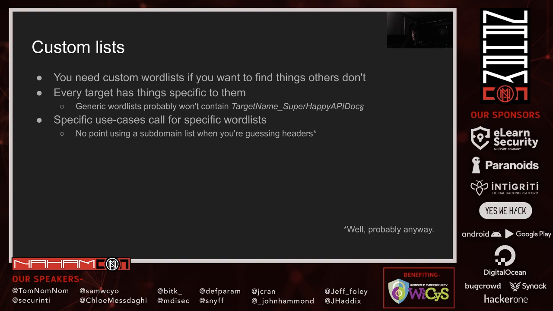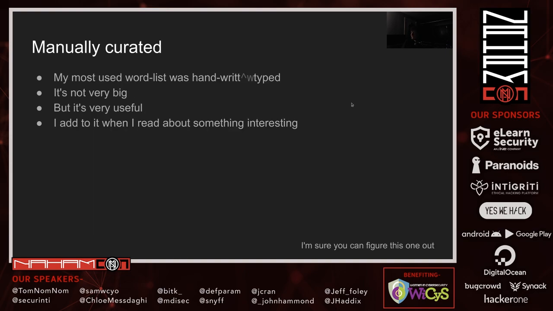Also, there are specific use cases which I think call for specific word lists. My example here is, no point using a subdomain list when you're guessing headers. Those lists that you need might exist already, but if your use case is very specific, it becomes quite unlikely, and you have to really look at building your own.